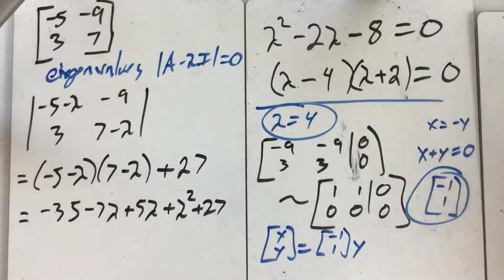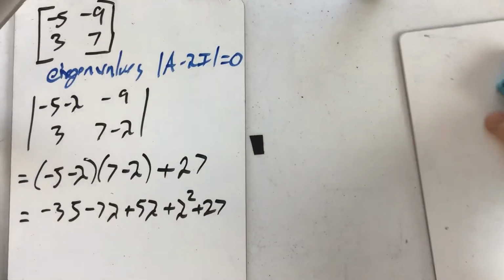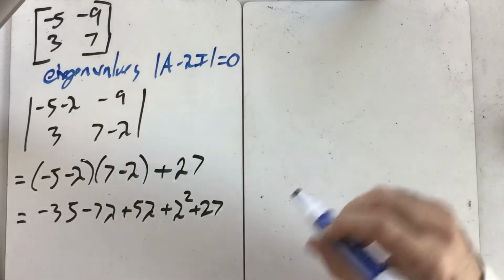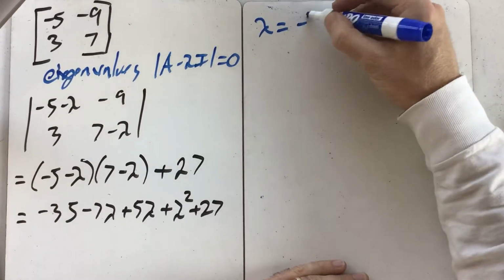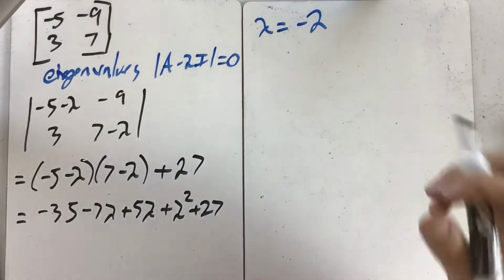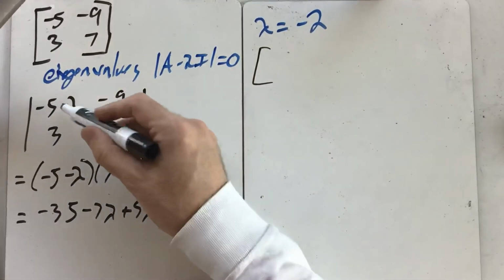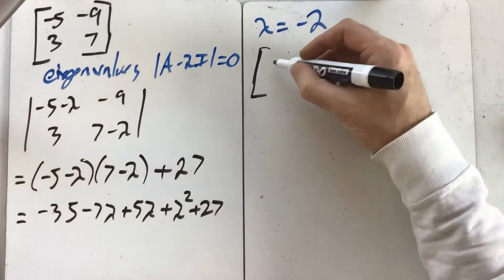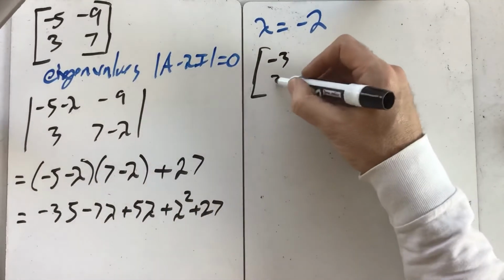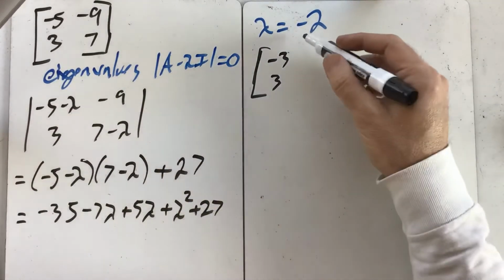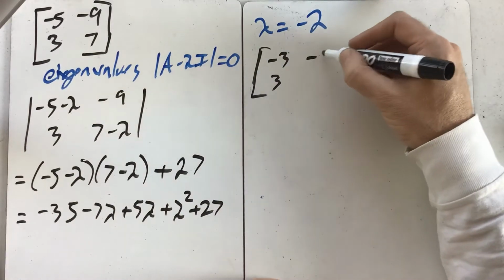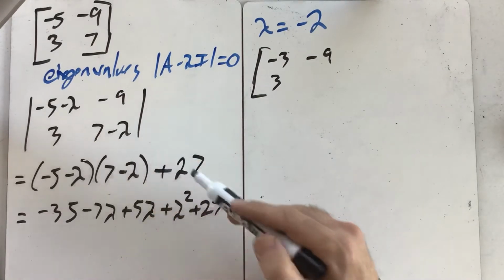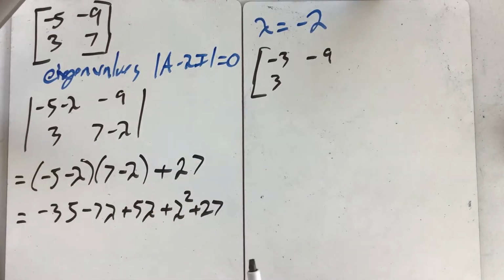Let's just pick this piece of paper up and replace it. My next eigenvalue was -2, so I've got lambda equals -2. Again, I'll just plug -2 right in here, and that will tell me what I'm going to be doing. So -5 minus a -2 is -3. And then 3. And then -9 by itself. And then 7 minus a -2. Hold on a second. Did I mess up?